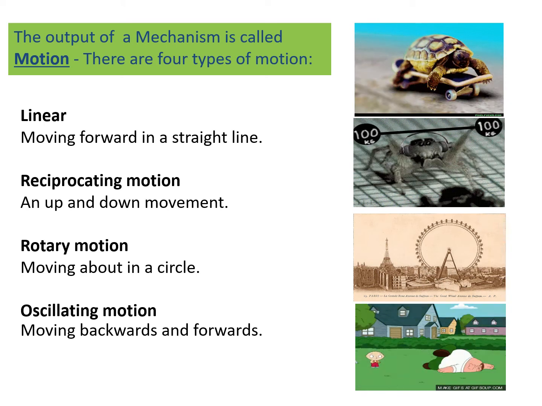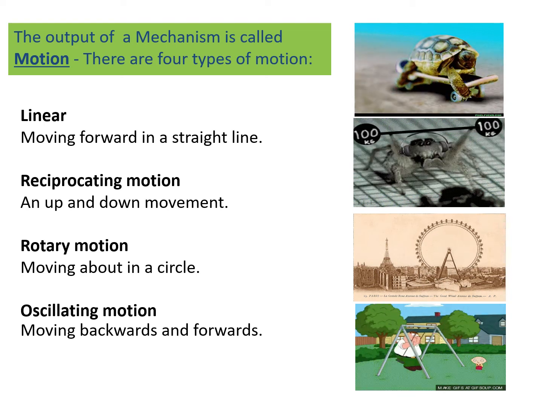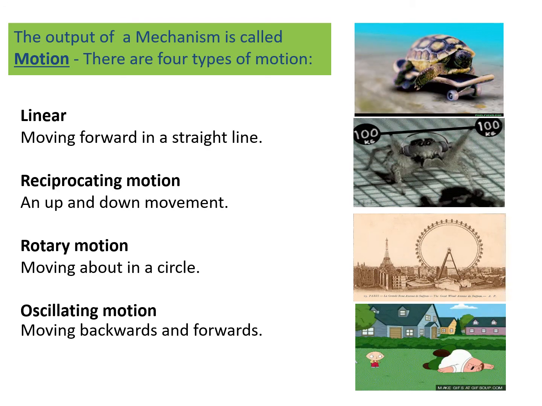The third type of motion is a rotary motion. This is moving in a circle, like a Ferris wheel. The last motion is an oscillating motion. This is moving backwards and forwards, like a swing.